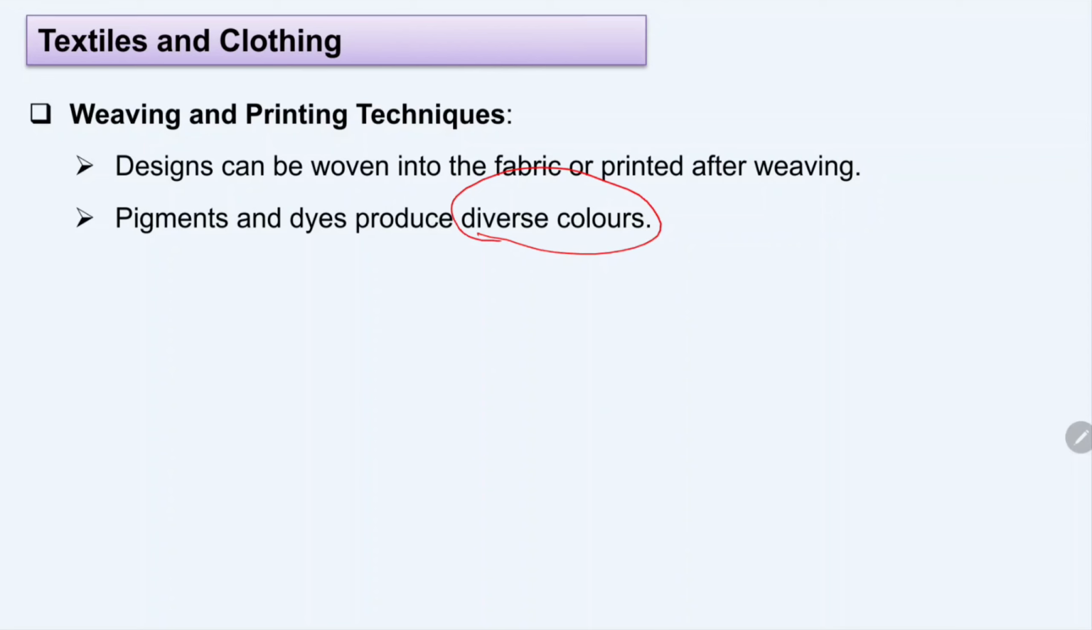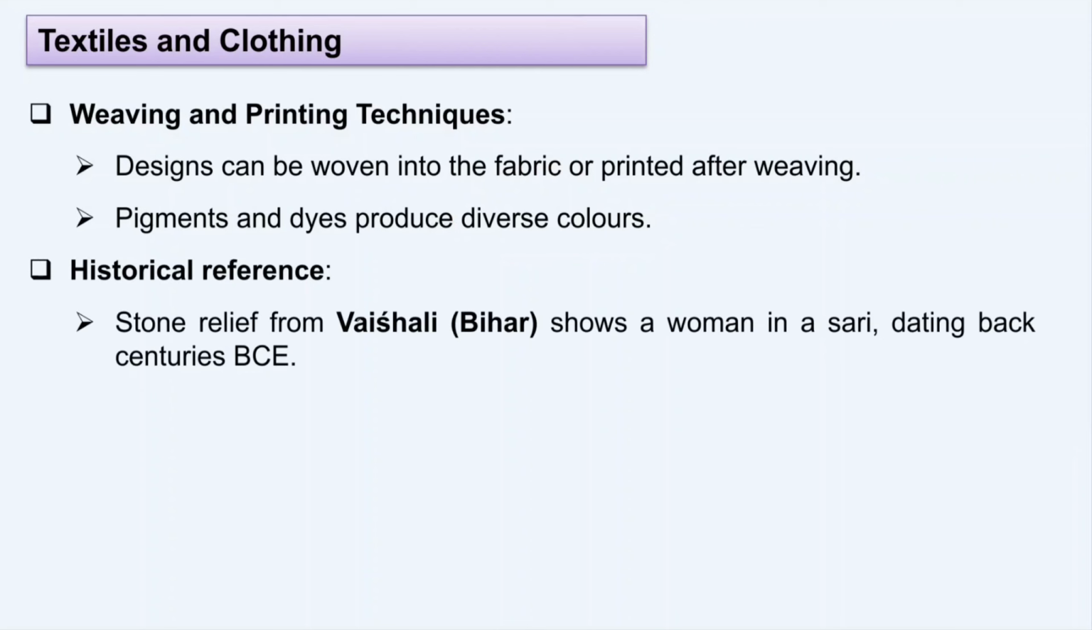Again, weaving and printing techniques are different here. A design can be woven into the fabric or printed after weaving. So you can include the design in the fabric, which means you are doing thread work, and this has been done mostly by hand. But after weaving the cloth, you can also print different colors or designs, whatever you want, isn't it? Pigments and dyes produce this diverse color, which I have just shown in the figure. One historical reference is the stone relief from Vaishali, which shows a woman in a sari dating back centuries BCE.